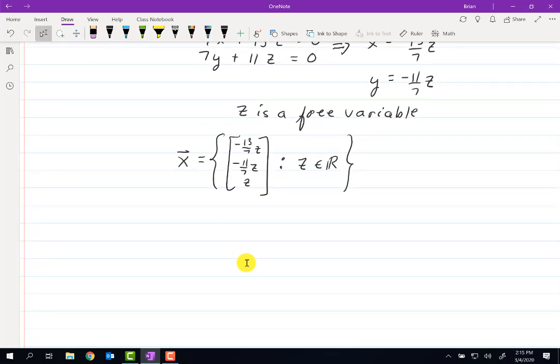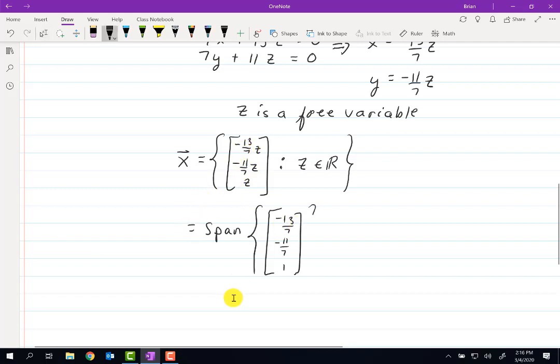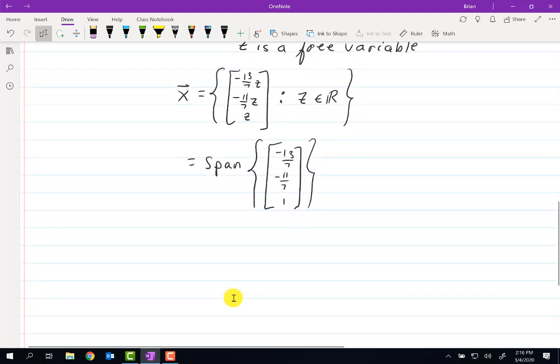Notice that this is the same as the span of the following vector: negative 13 sevenths, negative 11 sevenths, 1. That 1, of course, right there is where the z was. So whatever z is, that will drive the whole vector. Anyways, it can be written as the span of this. So you can see that the null space, as they call it, a space, makes sense. It's actually a subspace of R^3.